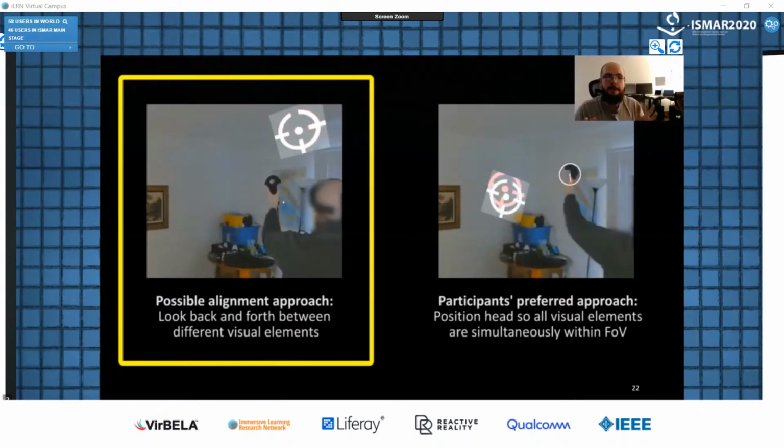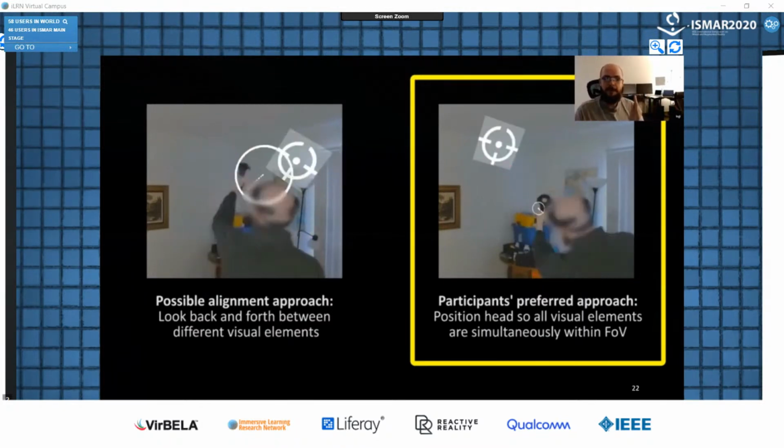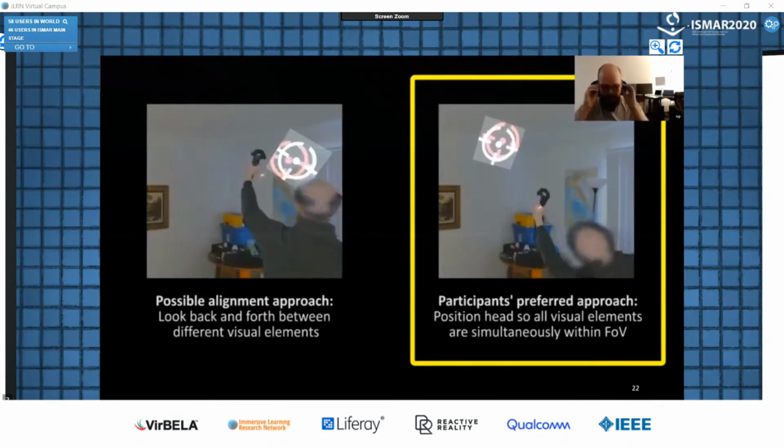But instead, what we got was really different. A lot of our users would align themselves so that both translation guidance and rotation guidance were simultaneously visible within the field of view of the headset. The users would sometimes lean, bend down. A few of them would even kneel down on the floor in order to line themselves up.